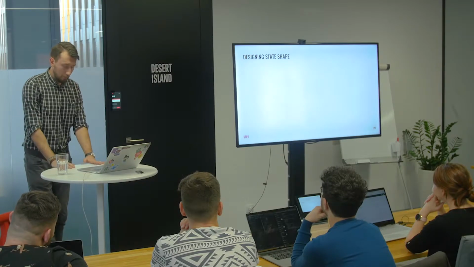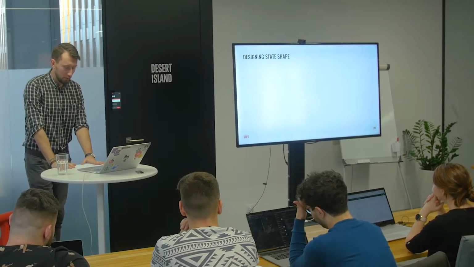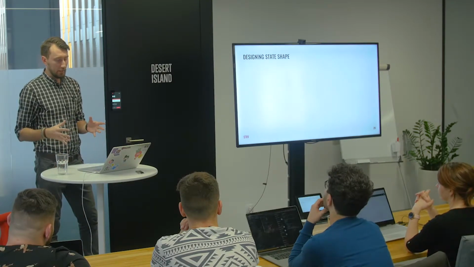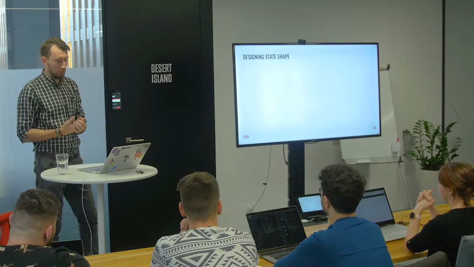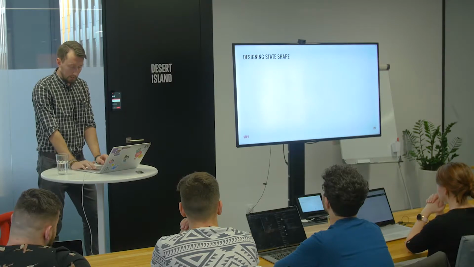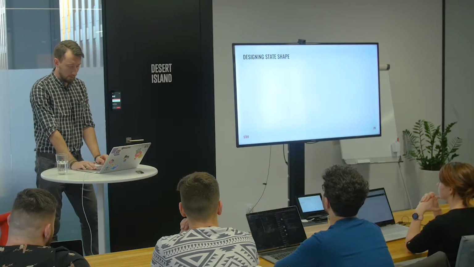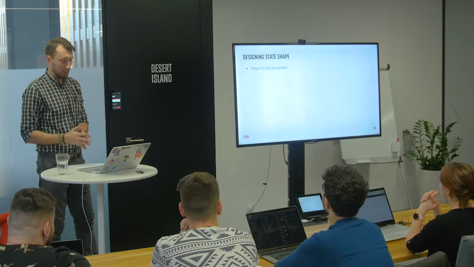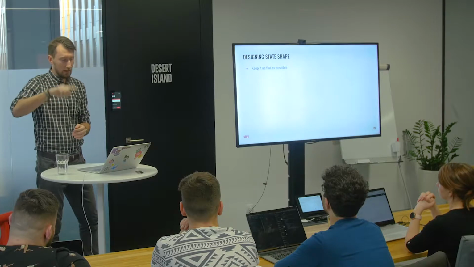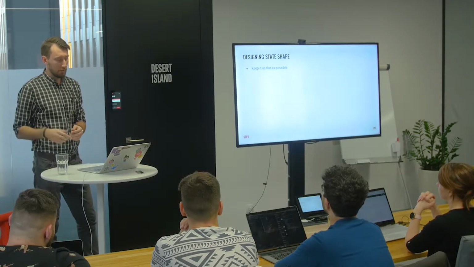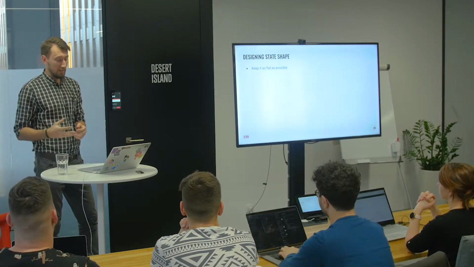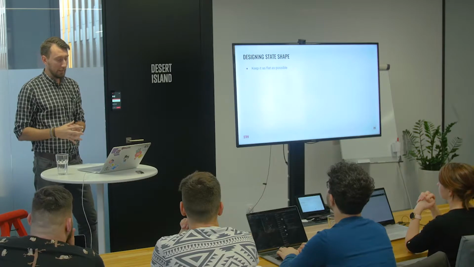All right, so the next question that you should ask yourself when working with Redux is how you should design the shape of your state. So what do you want your global state to look like? And I have a few recommendations about this. The first one is you want to keep it as flat as possible. Try to avoid multiple levels of nesting in your objects, because otherwise changing the state without mutating is going to get really complicated.